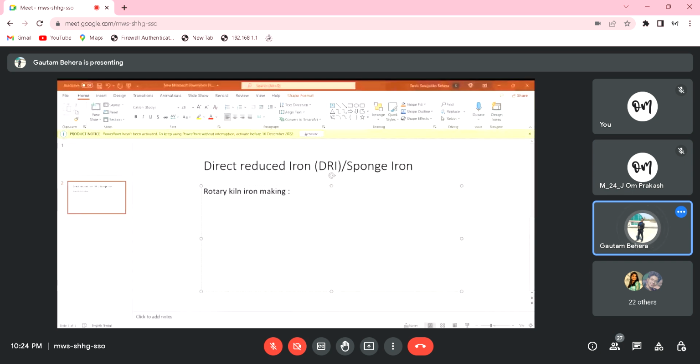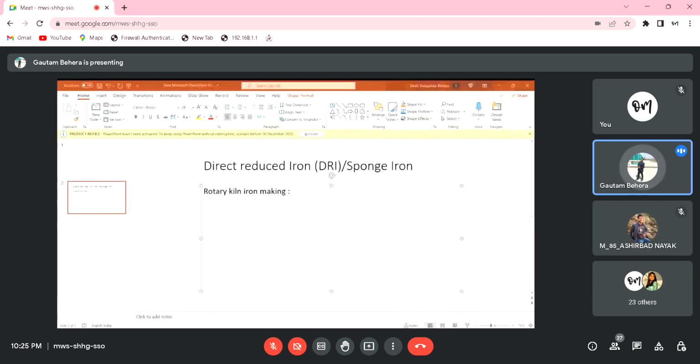One end will be in a higher position, one end will be in the lower position, right? The part of the kiln which is in the higher position, that is called the feed end, charging end. The raw material will get charged to that end.